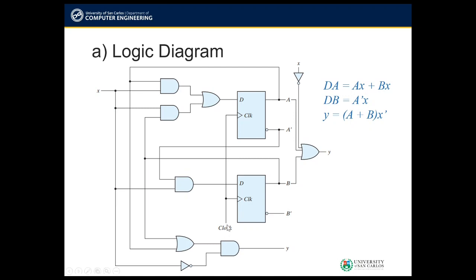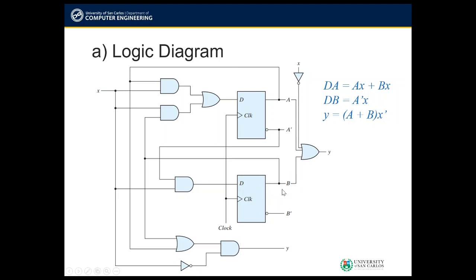So now, based on our flip-flop inputs, wherein we have dA is equal to AX plus BX, and dB is equal to A prime X, the Y remains as is. So based on these three equations, we can now form our logic diagram. I want you to take note of our two flip-flops here. We have the flip-flops named A and B, which means that the present state or the output of the first flip-flop, we refer to that as A. And the second flip-flop, we refer to that as B.